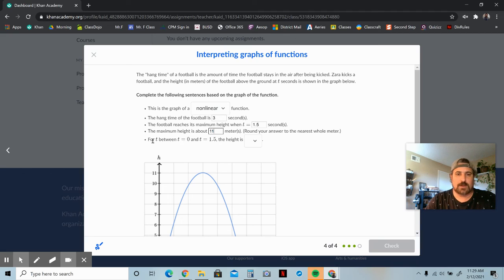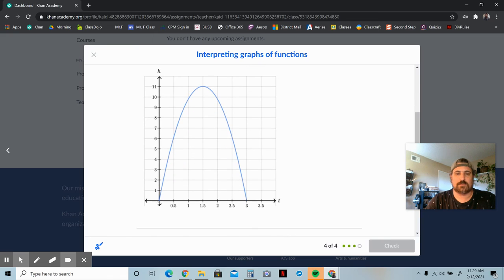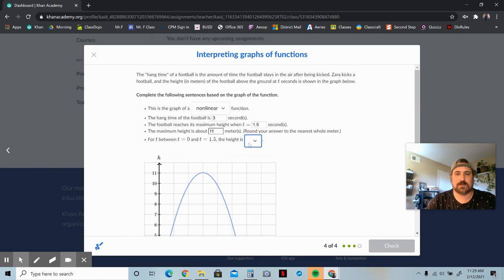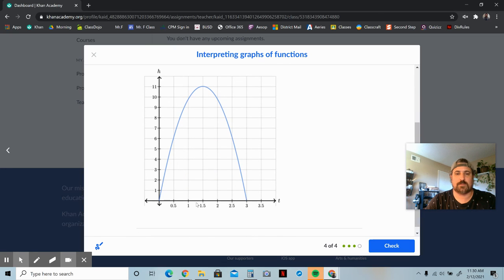But for t between t equals 0 and t equals 1.5, the height is, okay, so from t equals 0 to t equals 1.5, which is right here in this section of the graph, what is the height doing? The height is increasing. Basically, this is the part of the parabola where the ball is being thrown up in the air. It's increasing in height until it stops increasing, and then all of a sudden starts to decrease. So maximum height was at 1.5. At that point, it hasn't decreased at all yet. It's just stopped, and then it starts to decrease. So from 0 to 1.5 on the t-axis, the height is always increasing.